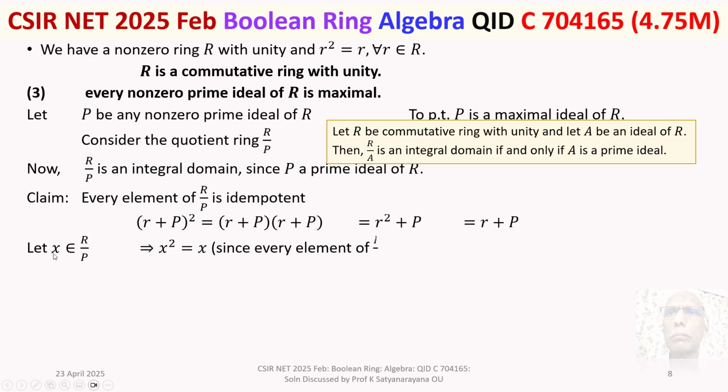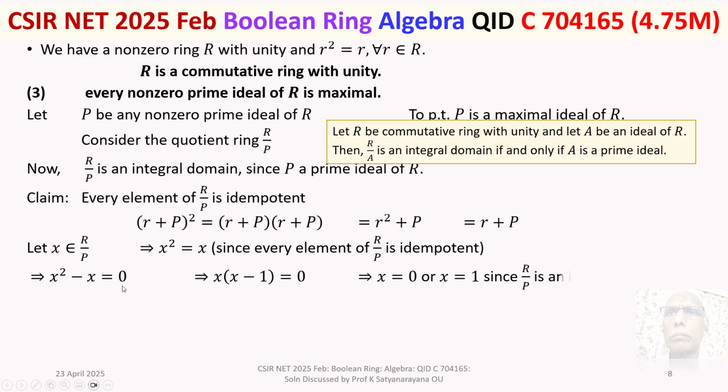Let us take an element x belongs to R by P. I am not writing it as r plus P for x. So we take x belongs to R by P. We mean x is an additive left coset of P. And we have just now seen every element of R by P is idempotent. This will imply x square is equal to x. This implies x square minus x is equal to 0. This implies x into x minus 1 is equal to 0. This implies x is equal to 0 or x is equal to 1.